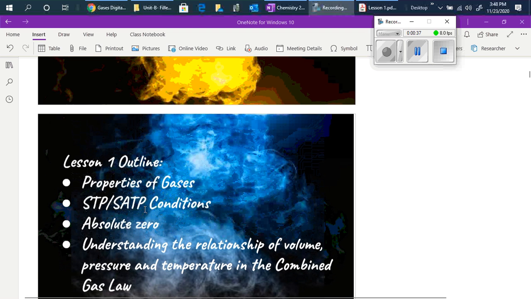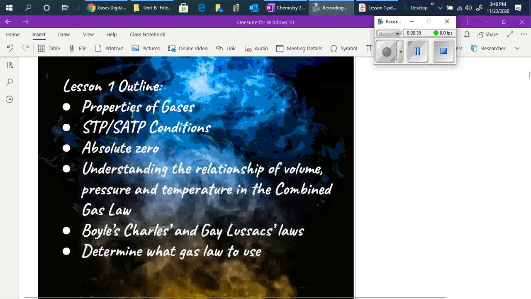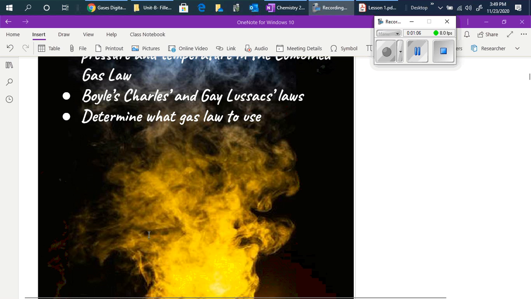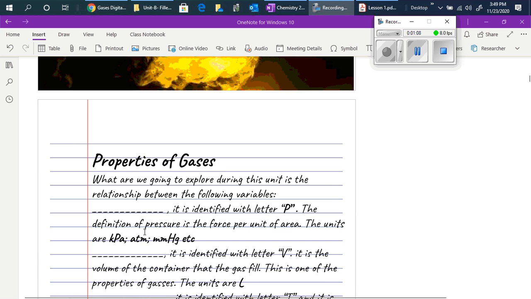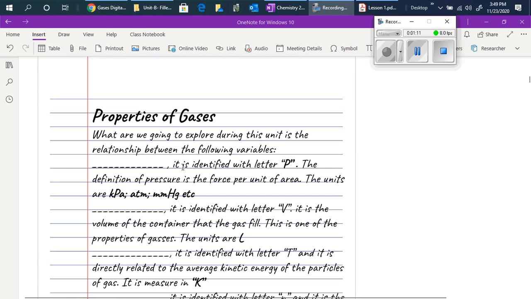So the outline of the first lesson, which we will deal with today, is the properties of gases, STP and SATP, absolute zero, and knowing the relationship between pressure, temperature, and volume in all of the gas laws, like combined gases, Charles', Boyle's and Gay-Lussac's laws, and to be able to determine which gas law you are using. So let's start with the properties of gases.